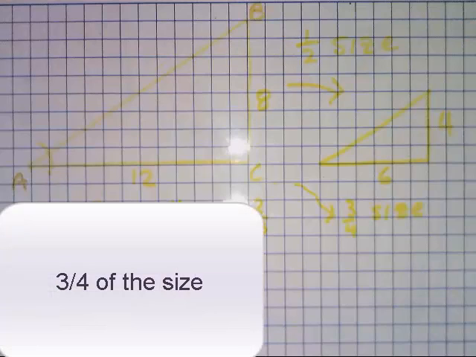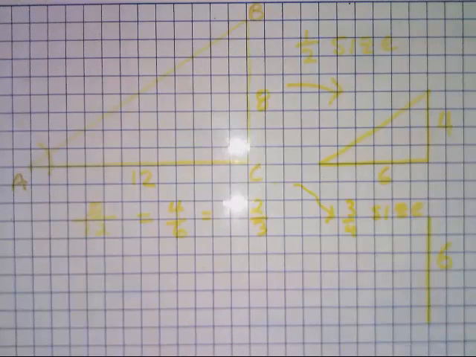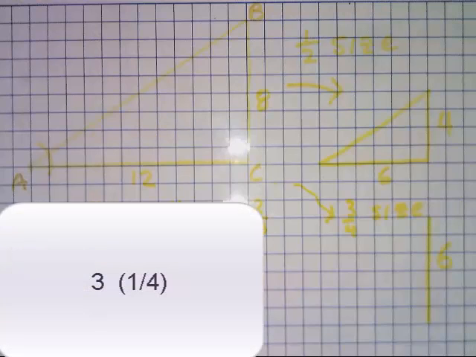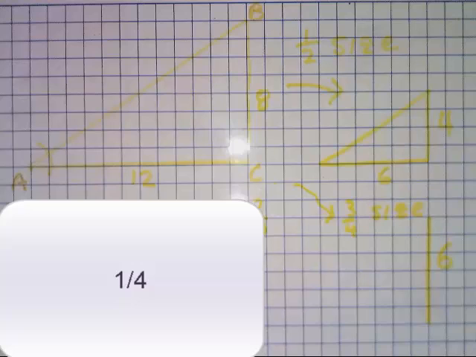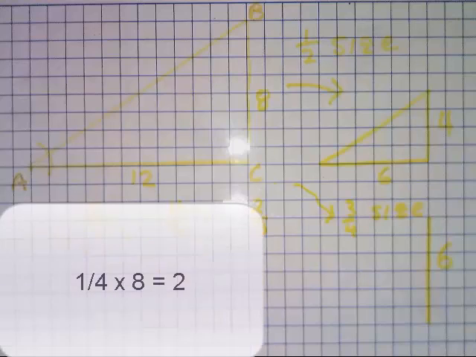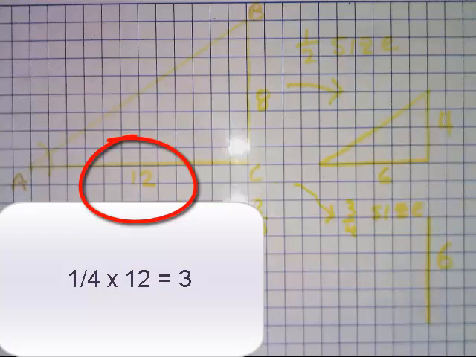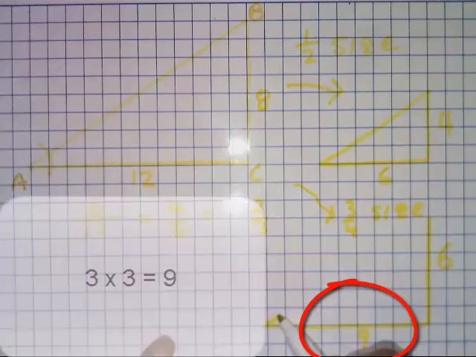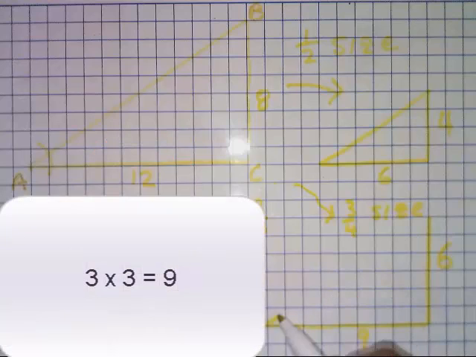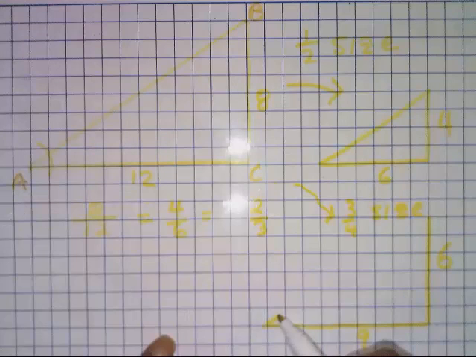Let's see if this also works if we take 3/4 of the size of the triangle. Listen to the words. When I talk about 3/4 of something, I'm going to find out what 1/4 is and then take 3 of those. 1/4 of 8 is 2, and 2 times 3 is 6. 1/4 of 12 is 3, and 3 times 3 is 9. This is just a little bit of review of fractions.